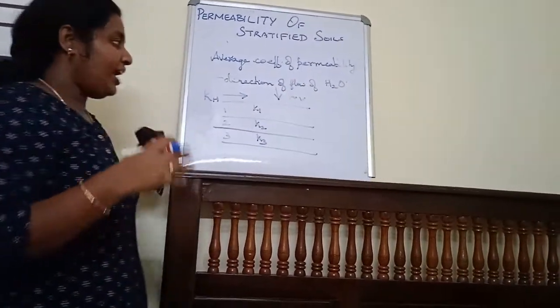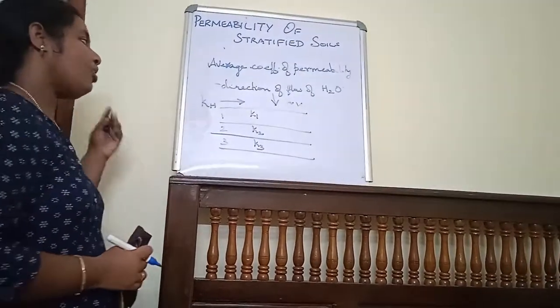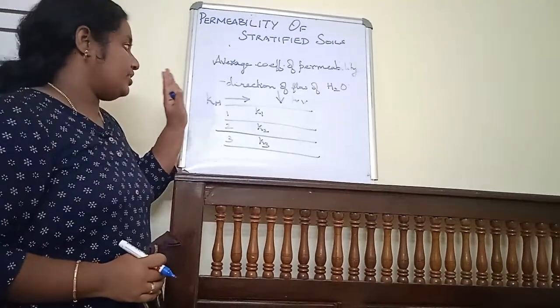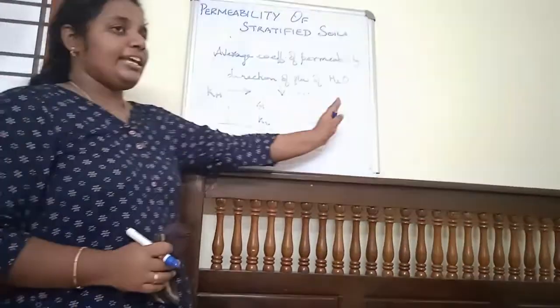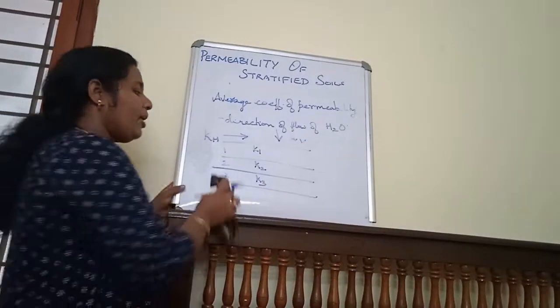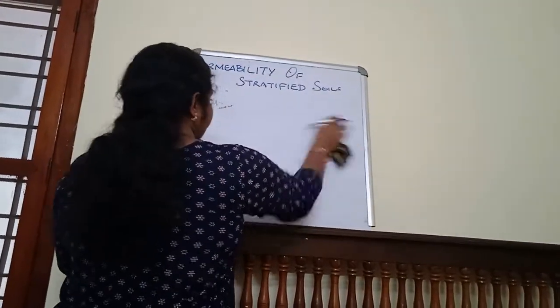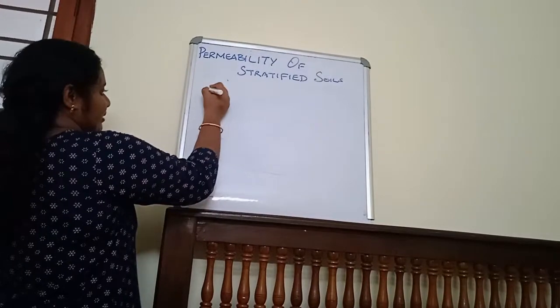What we have to learn here is how to find KH and KV, that is, how to find the horizontal coefficient of permeability and the vertical coefficient of permeability. That is the main aim in our topic. First we learn about the horizontal coefficient of permeability, so we will draw the experimental setup.